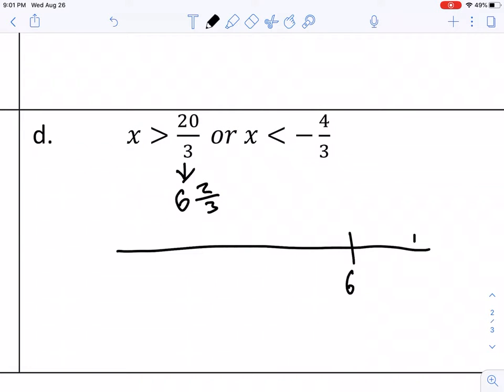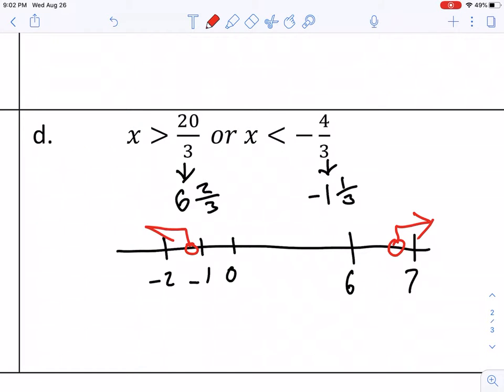So there's like a 6 here and a 7 here. And then if I'm converting this to a mixed number, 3 goes into 4 once with 1 left over. So here's 0, here's -1, here's -2. Okay, so with these, you're going a little bit past. So 6 2/3, we're putting an open point probably just before 7, and that's shaded to the right. -1 1/3 is just past -1, open point, everything to the left. This was an OR problem. They're pointing away from each other.